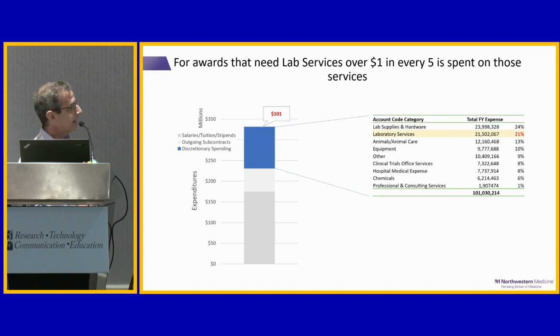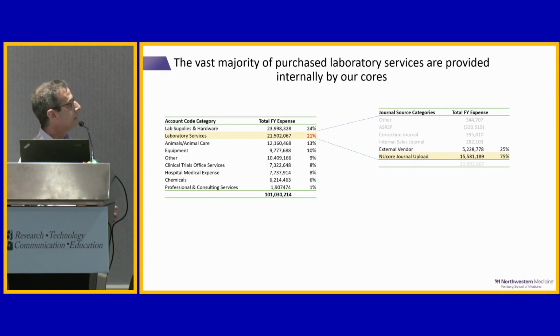If we break that out, the amount in the cores is the same $21 million, but now it's 21% of the discretionary spending. So basically, for awards that use lab services at all, they spend 1 out of every $5 on laboratory services. And so it's a huge category for them. And then the question, of course, is where do they spend those dollars? To do that, we went a layer deeper in the financial system.